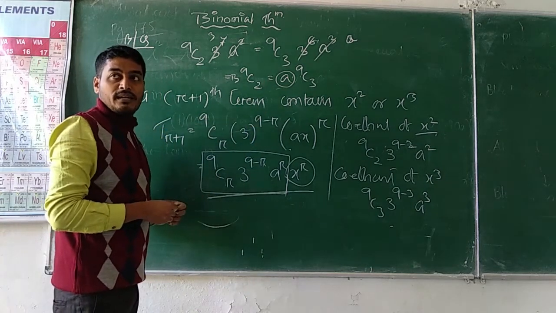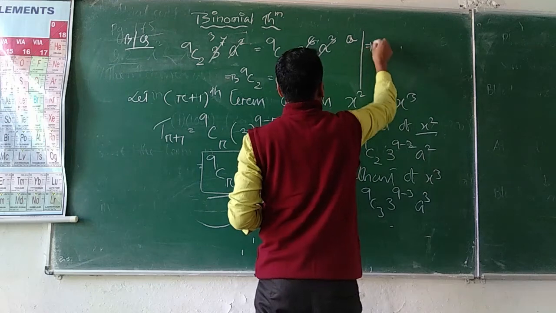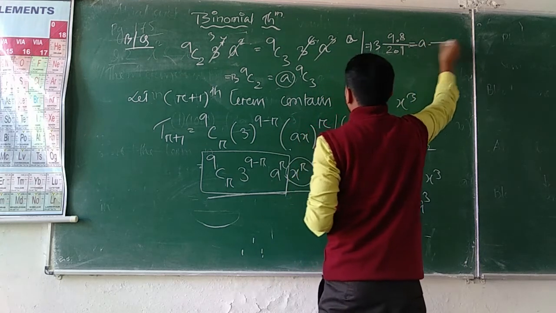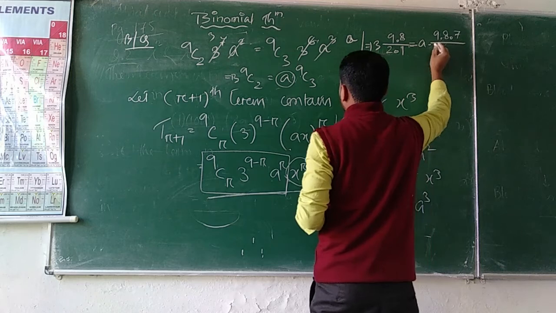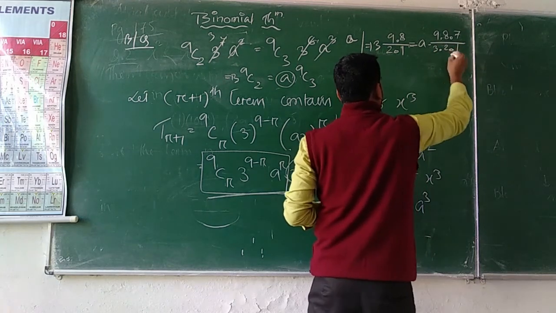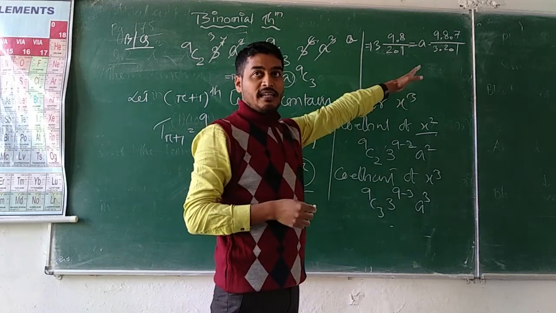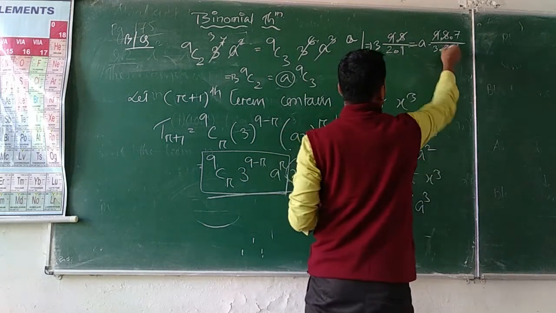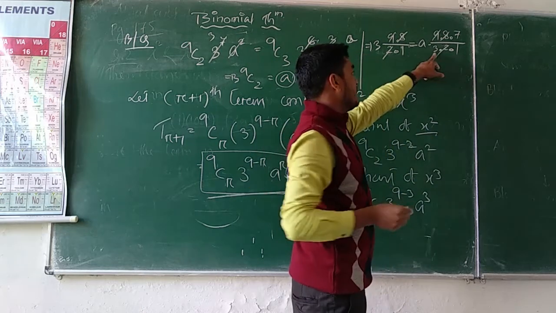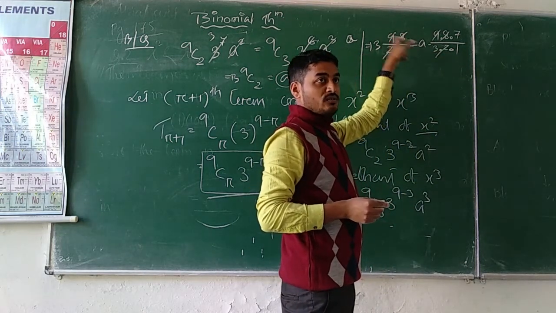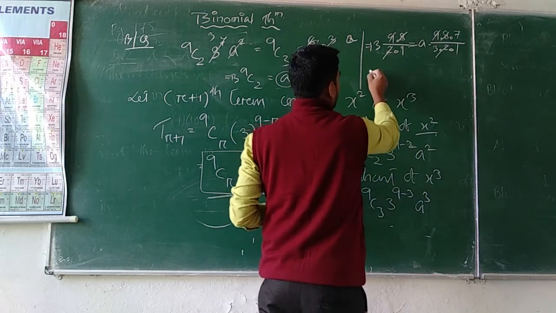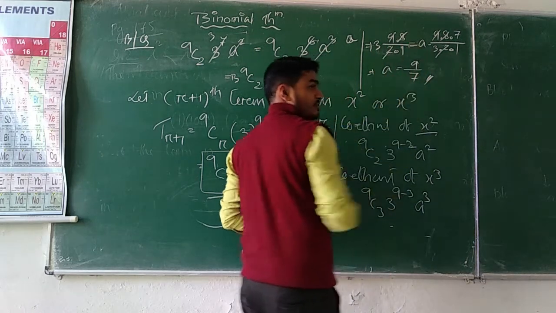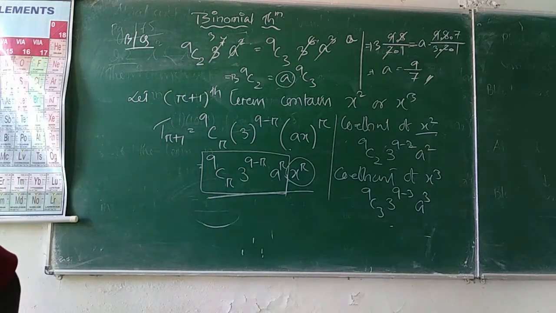What is the value of 9C2? 9 into 8 divided by 2 into 1, is equal to a into 9C3, which means 9 into 8 into 7 divided by 3 into 2 into 1. Don't multiply and create more problems for yourself; keep it like this and cancel here. 9 and 8 cancel, and 2 cancels. 3 does not cancel because it is at the bottom on one side and at the top on the other. So a is equal to 9 by 7. In this way you have to find out the answer.